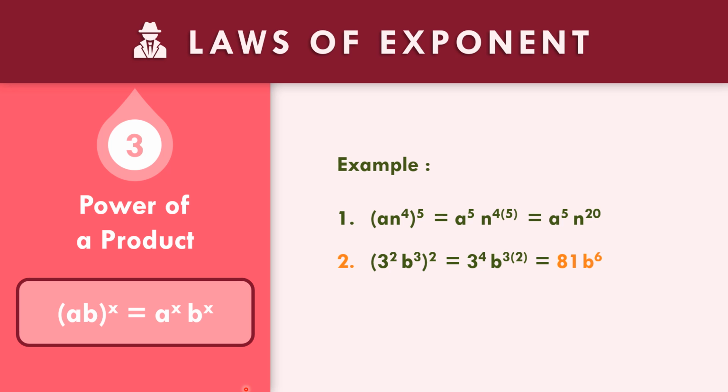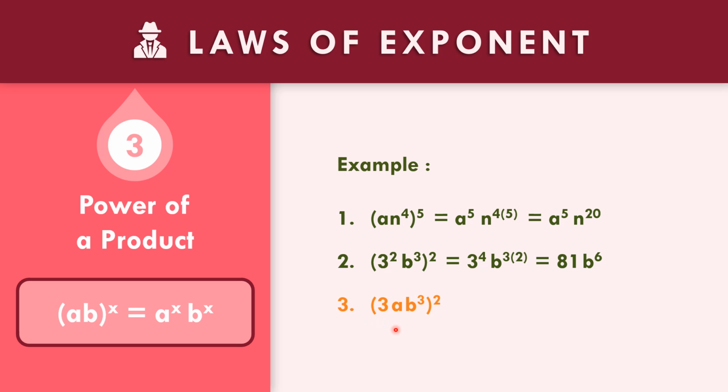So the answer is 81 b to the 6. Next, how about number 3? The quantity 3ab cubed raised to the 2nd power. So it means we have 3 different bases, so we need to multiply the exponent. So the exponent of 3 is 1.